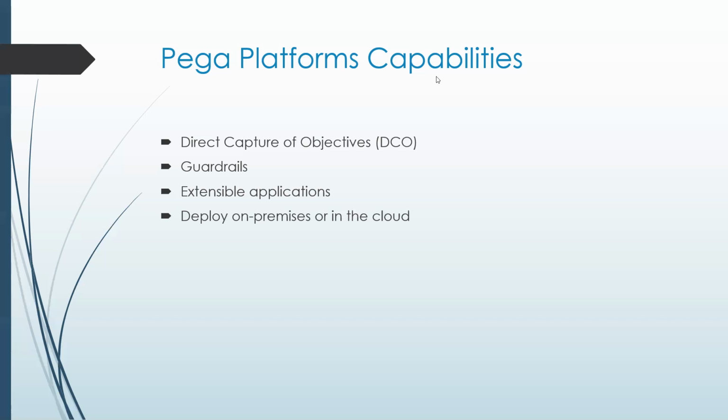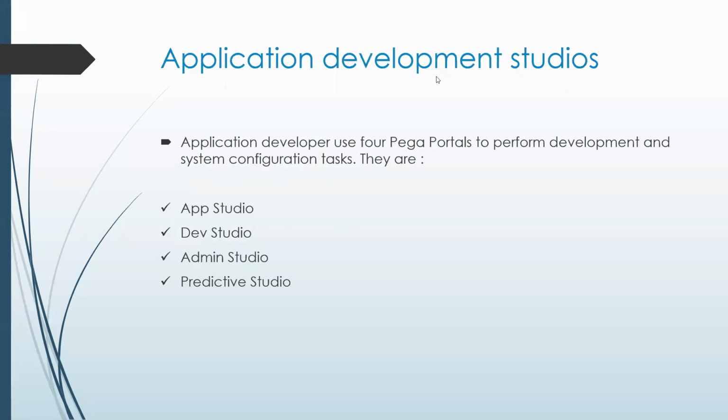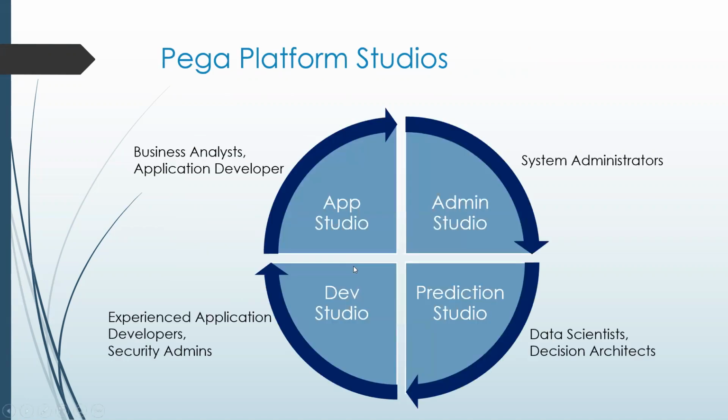So the next thing that we would be discussing is about the application development studios. When I talk about the studios, these studios are designated for a different set of people that act on your application. So we have 4 studios available: app, dev, admin, and prediction. Application studio, development studio, administration studio, and predictive studio. So these studios are focused for different set of people.